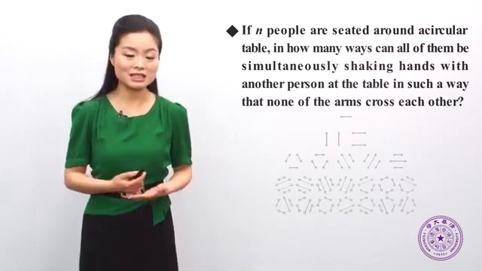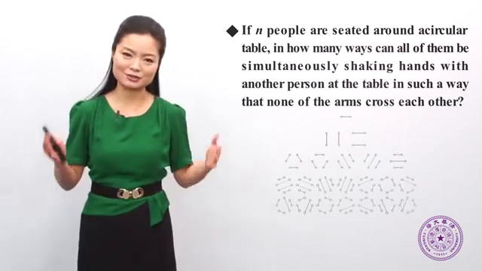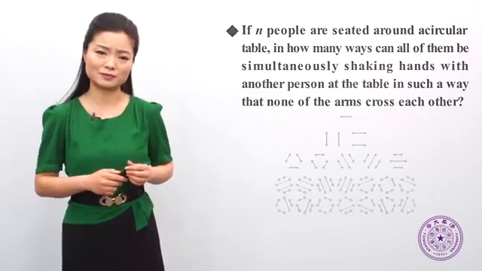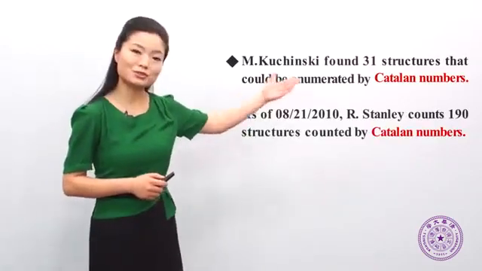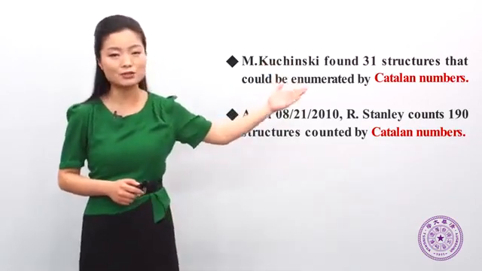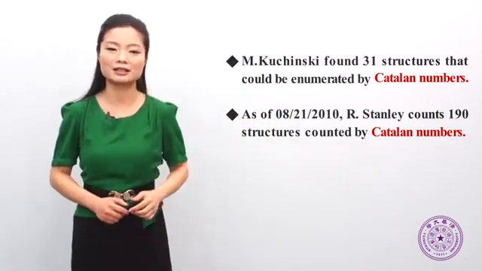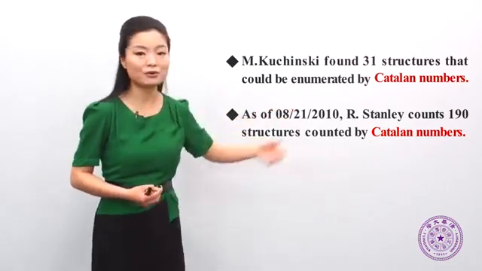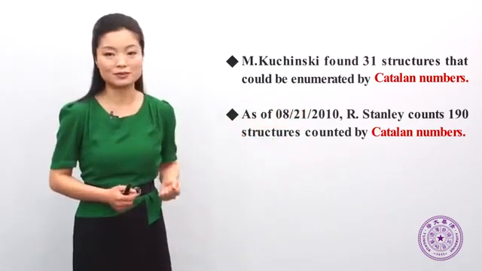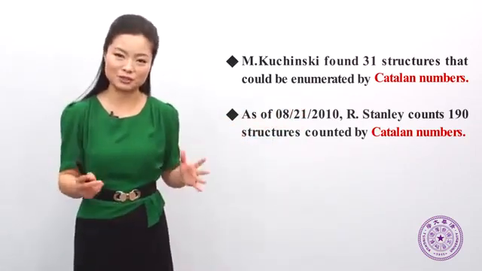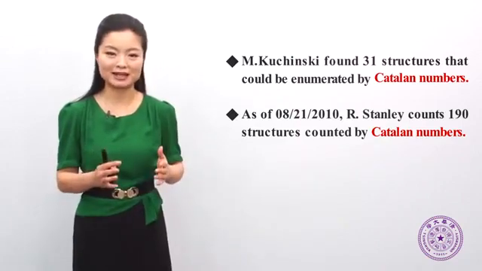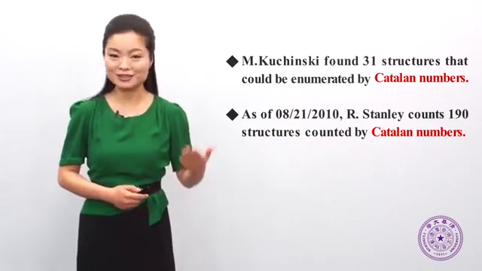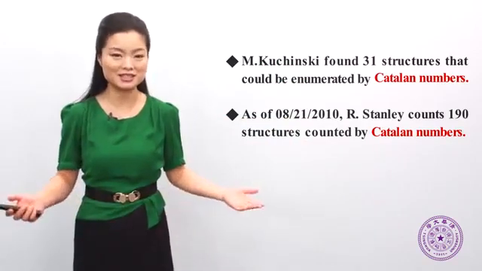In fact, at the beginning of the 20th century, everyone started to look for different types of problems where the corresponding results are all Catalan numbers. There was a doctoral student who in his doctoral thesis found a total of 31 different problems where the results were all Catalan numbers. According to the latest research, as of August 2010, Professor Stanley listed a total of 190 different kinds of problems where the answers are all Catalan numbers. So Catalan numbers are really magical, and they often appear in our world.